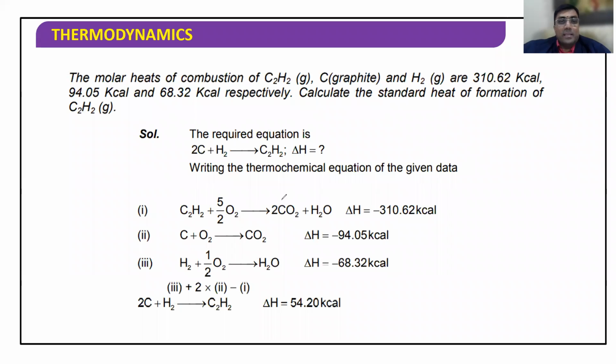Then 2 are there here, write 2. Next, oxygens: here how many are there? Total 5. So 5 by 2, balance it. Similarly, graphite, write the combustion reaction. H2 also, write the combustion reaction.